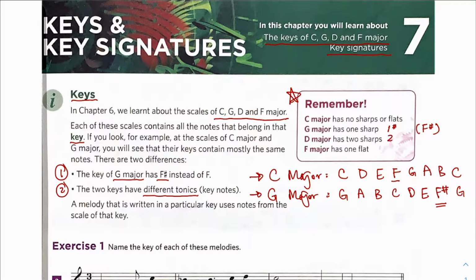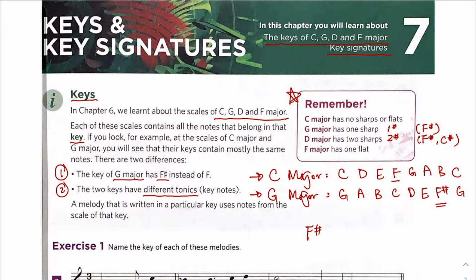D major has 2 sharps, and the sharps are F sharp and C sharp. So you will notice that F sharp is always the first sharp. I'll explain how these 2 sharps are related. The first sharp will always be F sharp. The second sharp will always be a fifth above the first sharp.